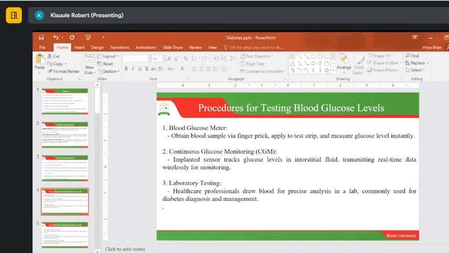You know, a lot of things have changed. People have really talked about smartwatches, that there are now smartwatches that can tell you the amount of glucose that you have in your blood, and you will see that a lot of these advancements are trying to help us with overall health and well-being. For laboratory testing, healthcare professionals draw blood for precise analysis in the lab, and this is commonly used in diabetes diagnosis and management.